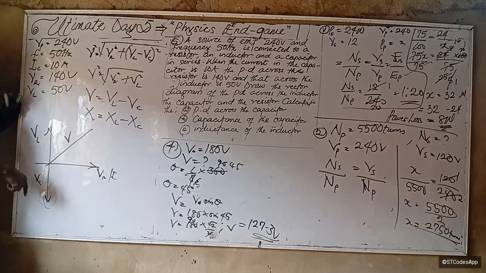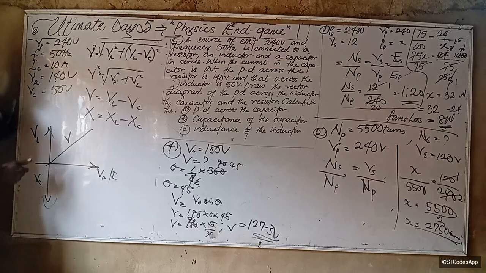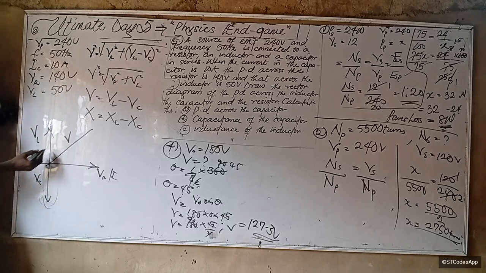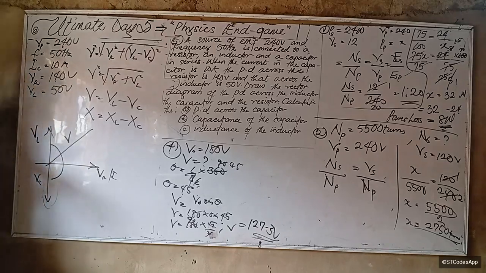Up and down. So if you are asked the voltage in VC and VL, what will be the phase difference between them? VC and V sub L. Yeah, they are out of phase by how many degrees? 180 degrees. Is that clear?